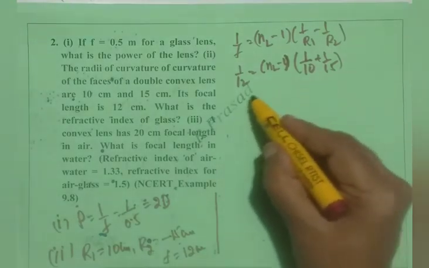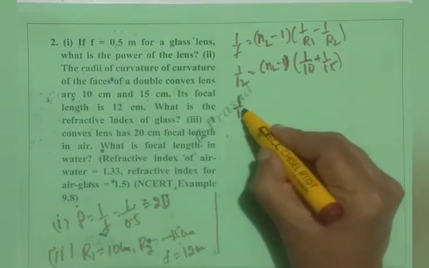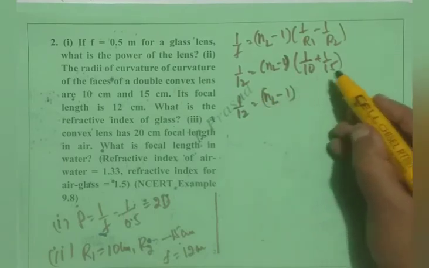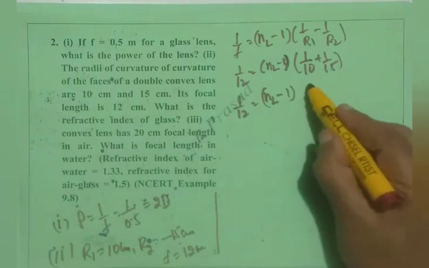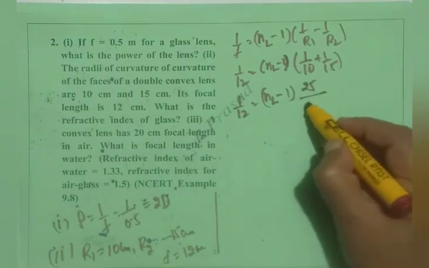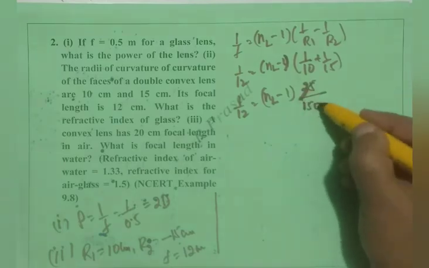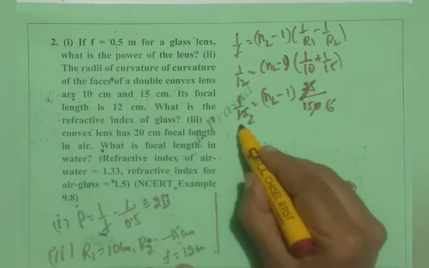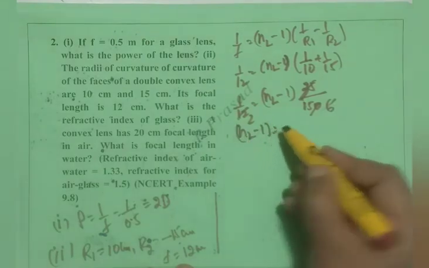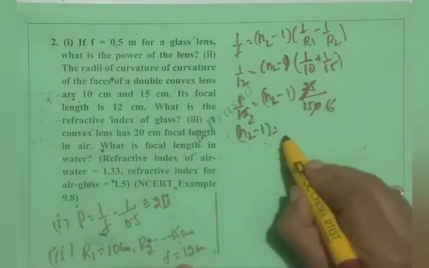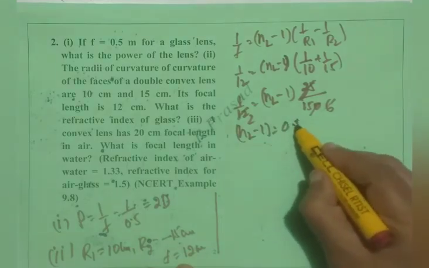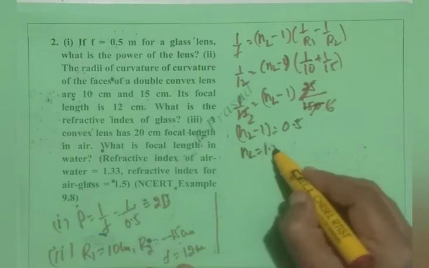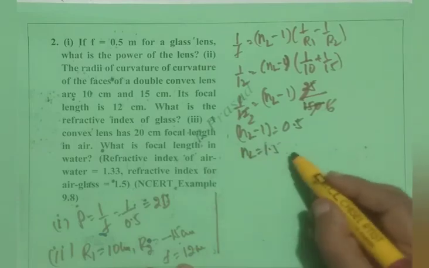Say we go for the calculations now: 1 by 12 equals NL minus 1 into, this one will be 25 by 150, it is 1 by 6. Therefore, 6 twos are 12, NL minus 1 is 0.5. So NL is 1.5. The refractive index of the glass is 1.5.